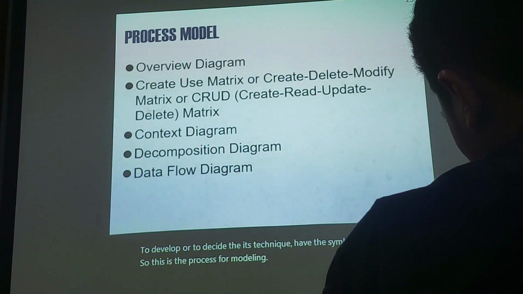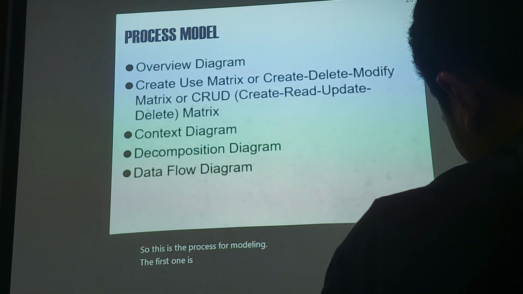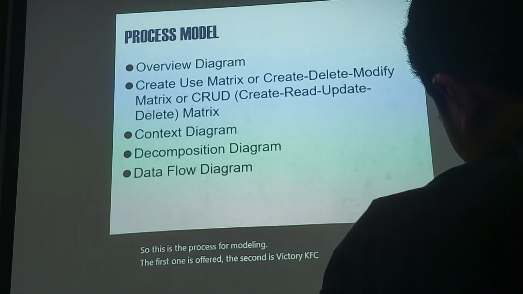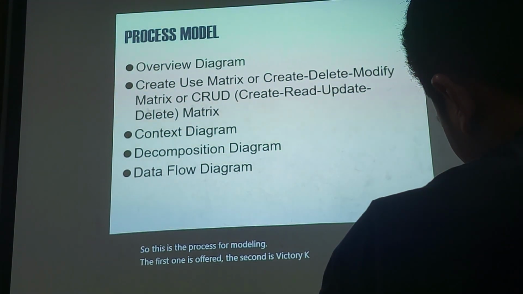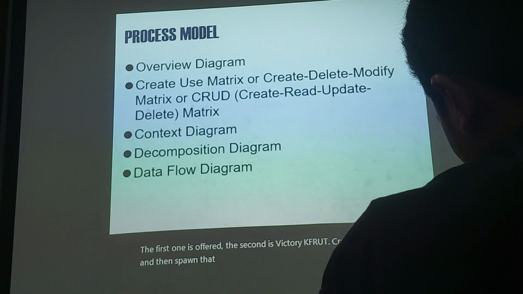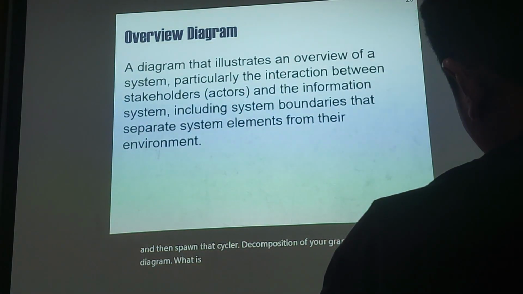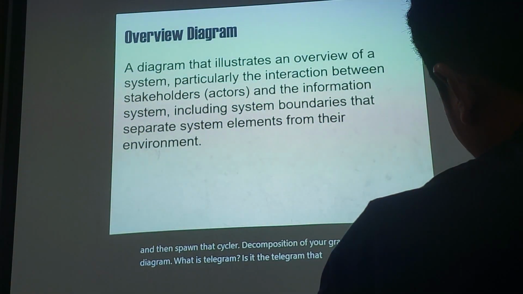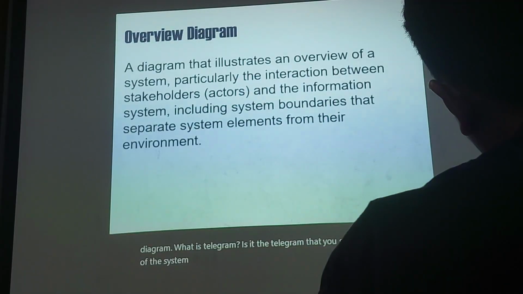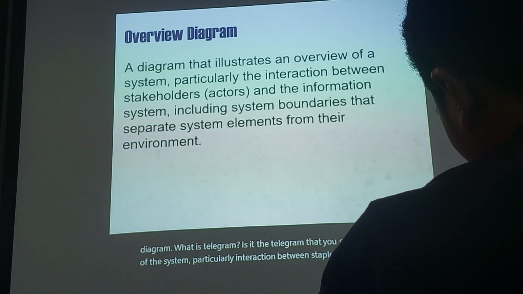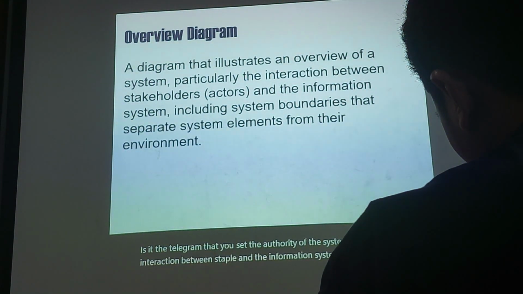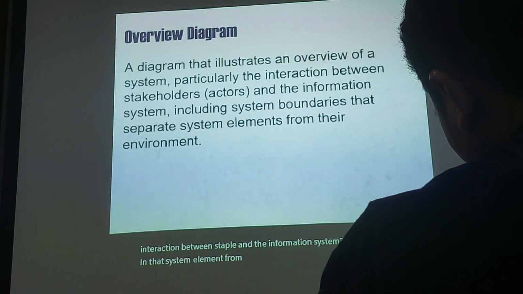The first one is the overview diagram. The second is we create the association matrix, and then the context diagram, decomposition diagram, and data flow diagram. What is an overview diagram? This is the diagram that illustrates an overview of the system, particularly the interaction between stakeholder and the information system, including system modeling that separates system elements from their environment.